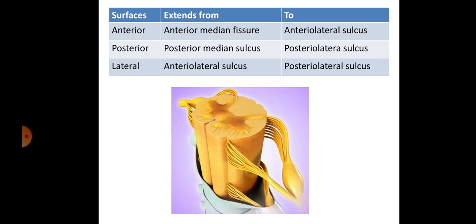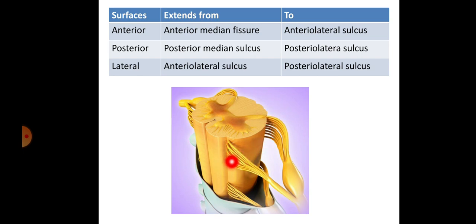Next we are going to discuss the surfaces. Now we know the sulci, so it is easy to discuss the surfaces. One is the anterior surface, another is the posterior surface, another one is the lateral surface. See, this is the anterior median fissure and posterior median sulcus, which divide the spinal cord into two equal halves, right and left. If you consider only one half, this is the anterior surface, this is the lateral surface, this is the posterior surface.